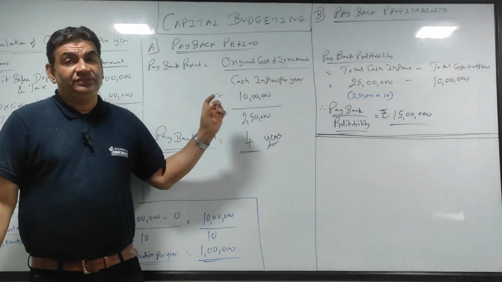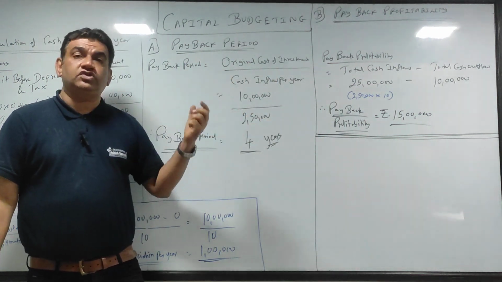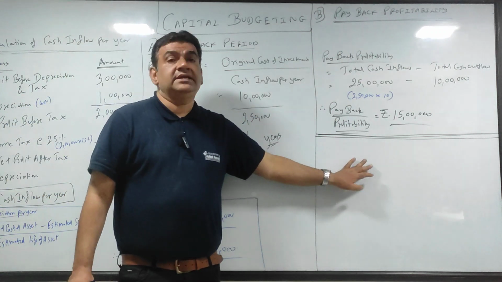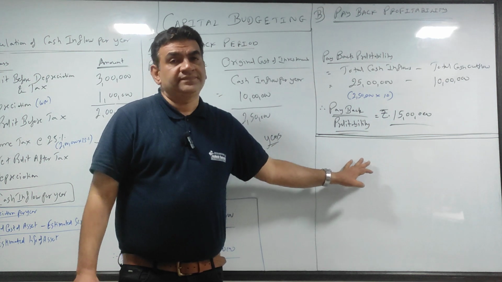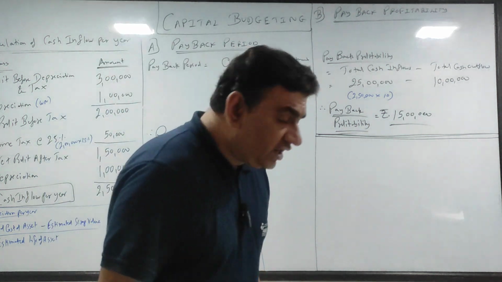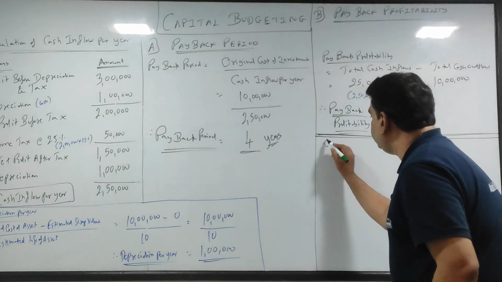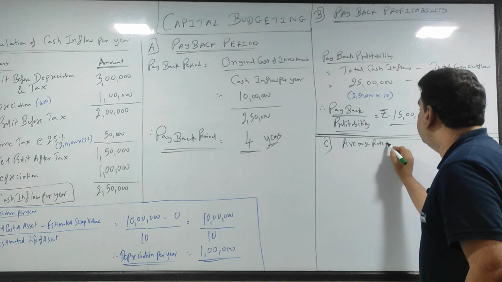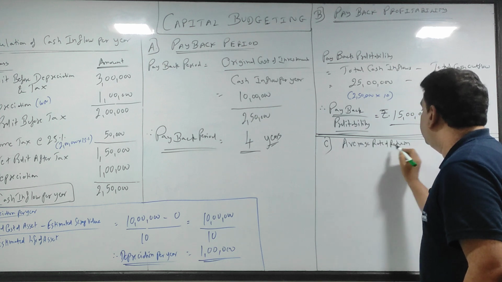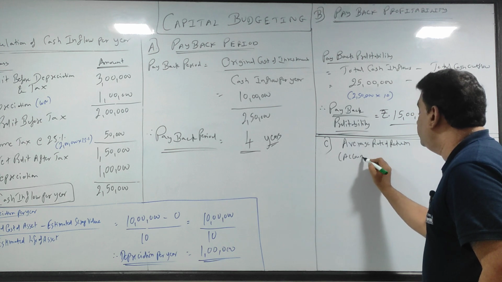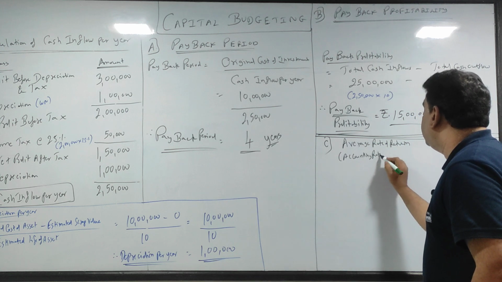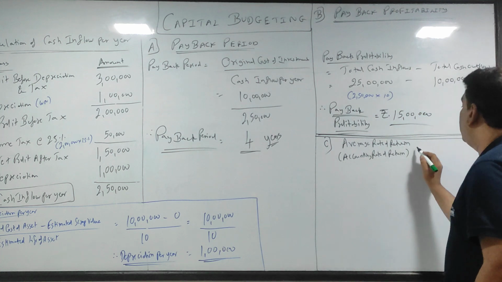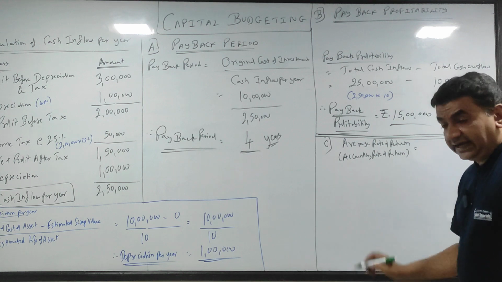So payback period, the period in which you recover the cost of investment. And payback profitability, profit earned in cash. Now coming to the next one, third one, that is ARR, average rate of return. It is also called by few people as accounting rate of return. The common word is average rate of return.